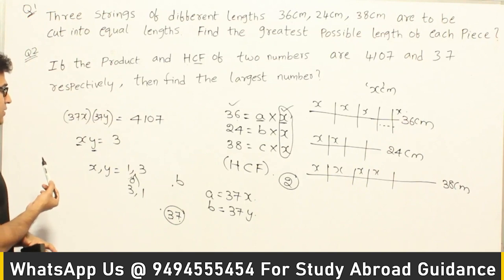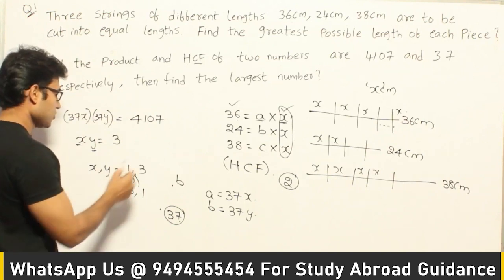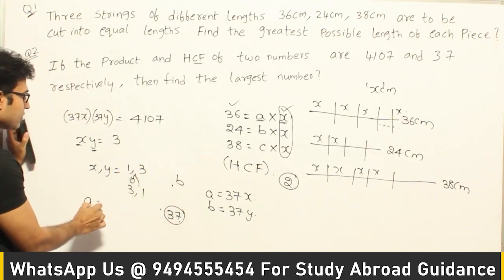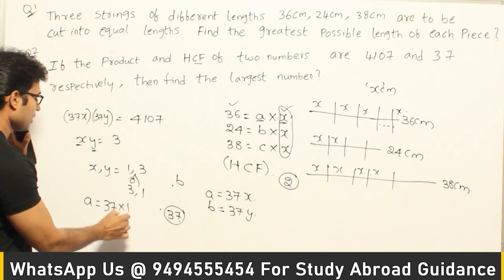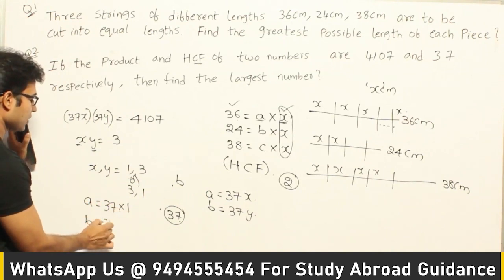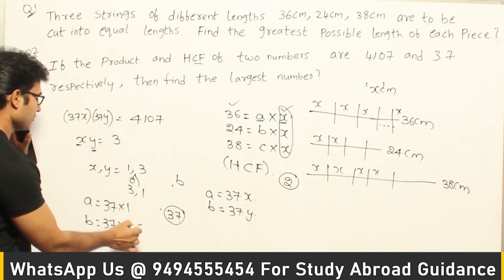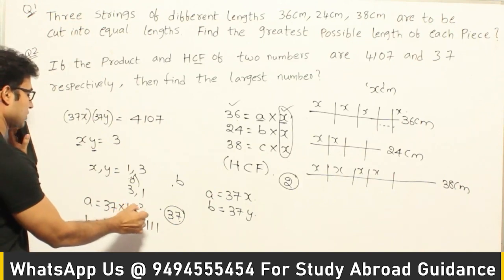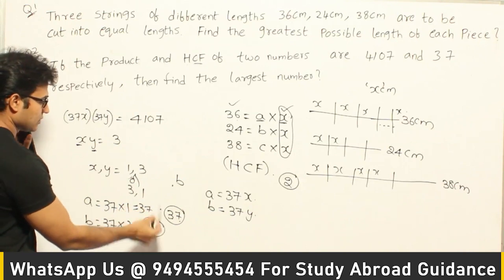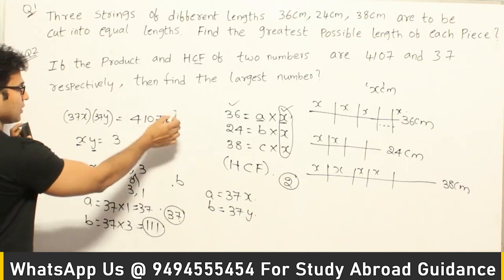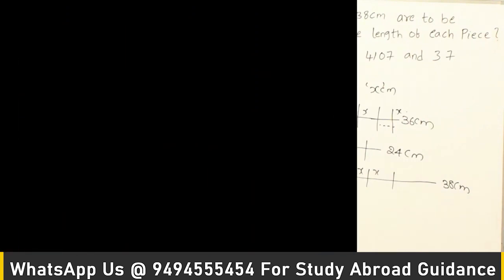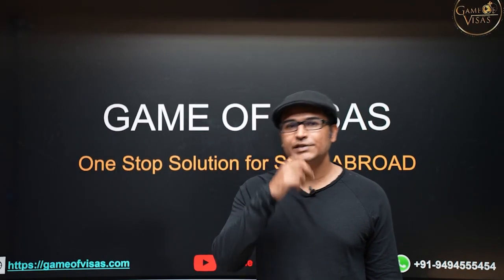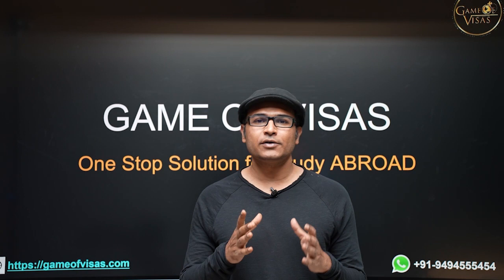So now if you substitute x equal to 3, you are going to get the largest number. So what are the two numbers? So one number can be 37 into 1 and the other number can be 37 into 3, right? So it can be 111. So the larger number is 111. Got it?